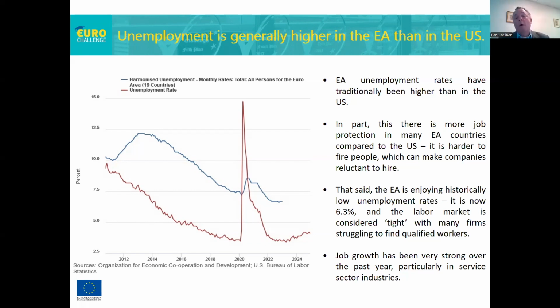But apart from the comparison to the United States, the European labor market is actually historically really strong right now. The unemployment rate across the euro area is 6.3%, and that's just a tick up from the all-time low in the history of the European Union of 6.2%, which happened just a couple of months ago. So the labor market is considered tight. And what that means is that firms are really struggling to hire qualified workers for their open jobs.